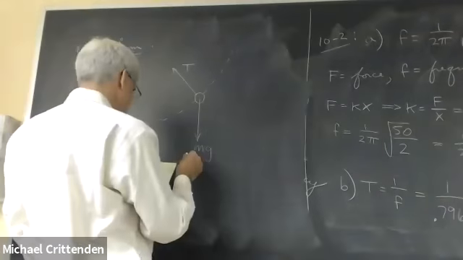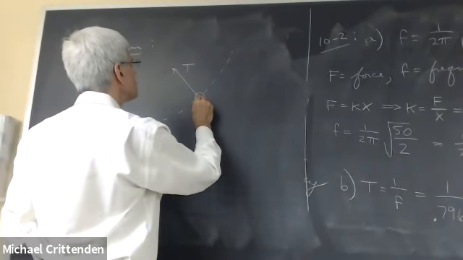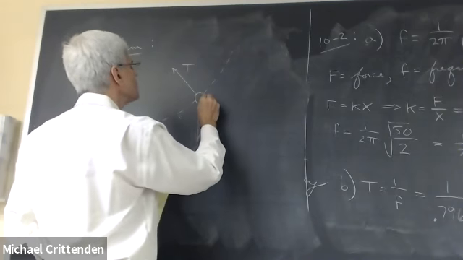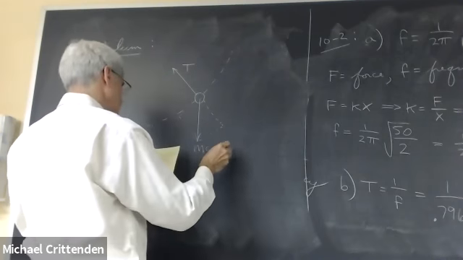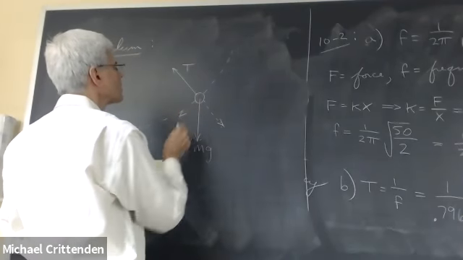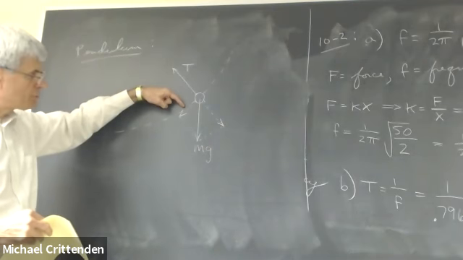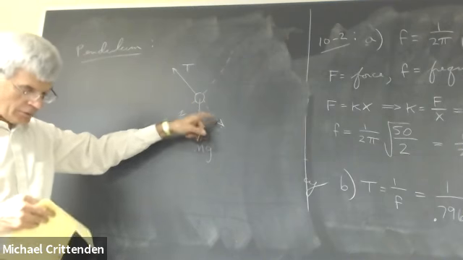So, using the parallelogram rule to represent components, this would be the tangential component of the weight, and this would be the radial component.